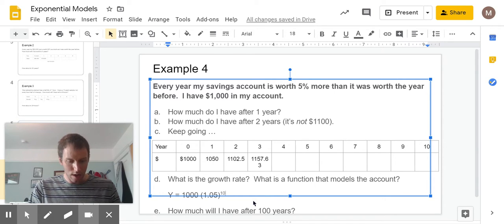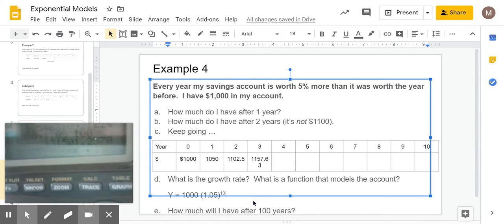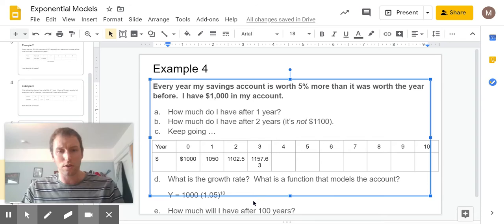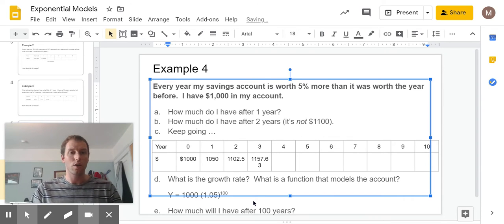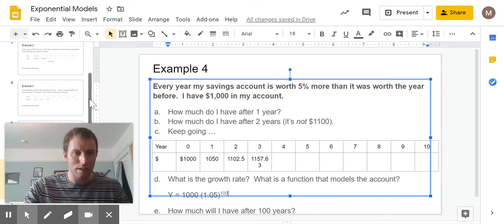I got $131,000. That's a pretty good return on investment if that is 100 years. Let's move on to our next example.